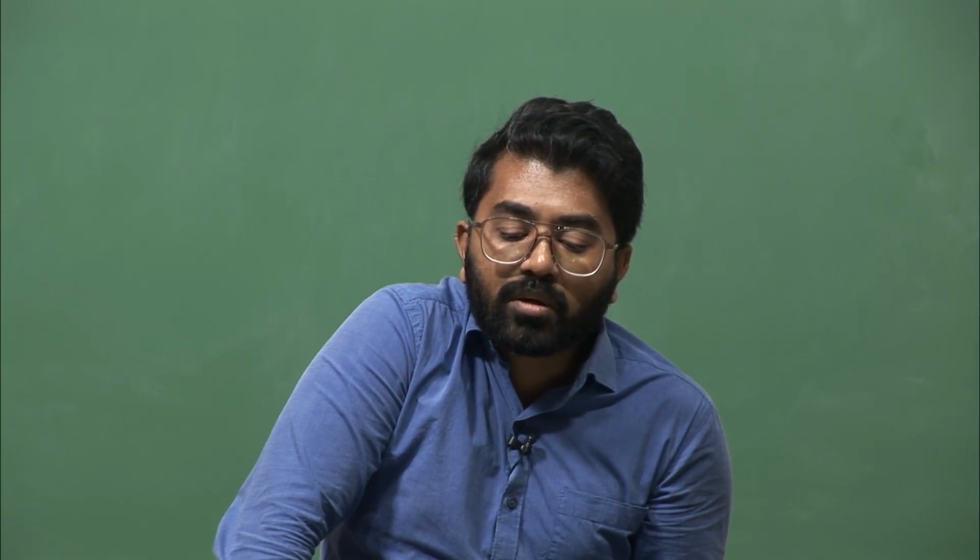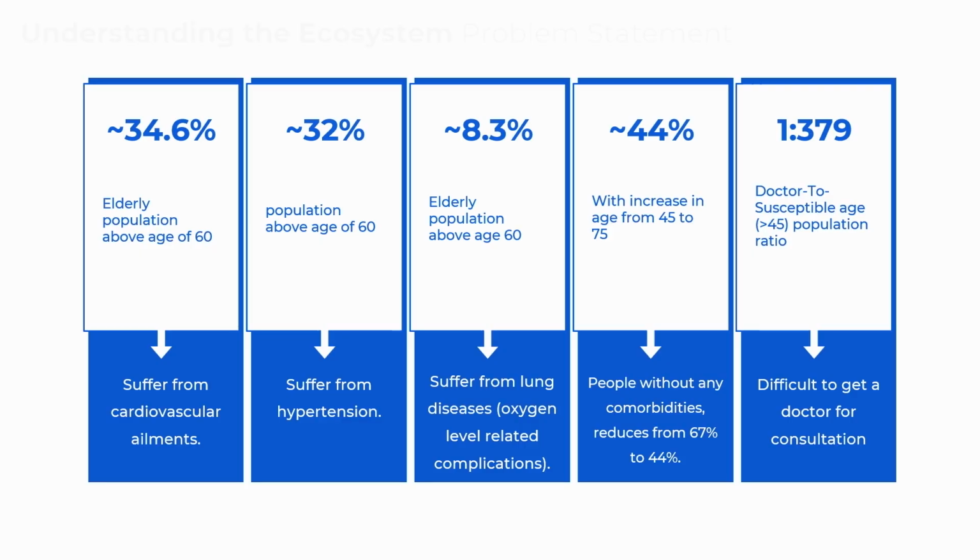A 1:379 doctor to susceptible age population ratio. It is difficult to get a doctor for consultation. So typically, what has been seen through statistics is that there is just one doctor per 379 persons, or possible patients. So you're basically fighting for one doctor in India currently for around 375 patients.